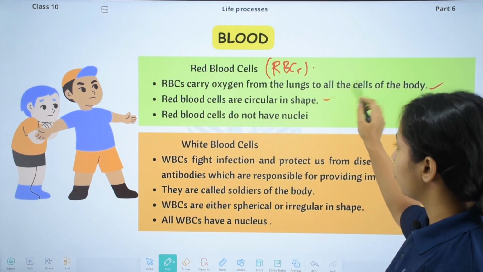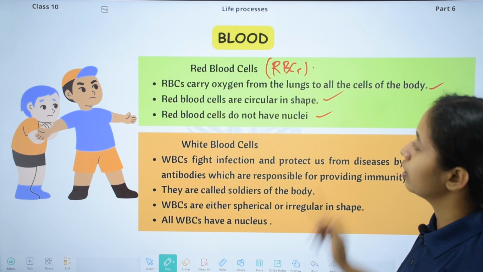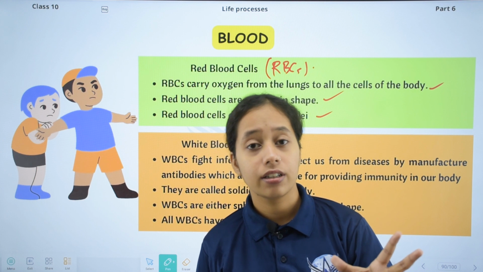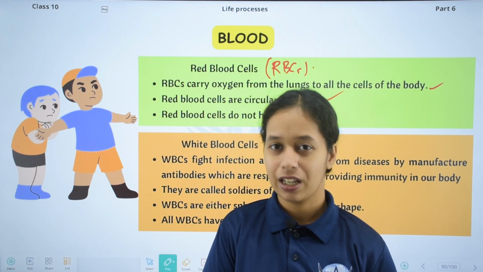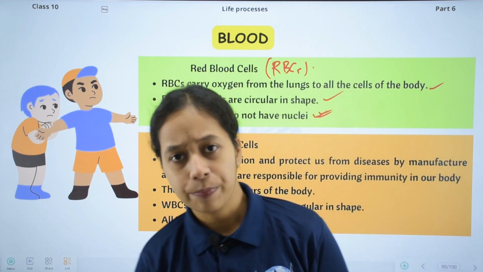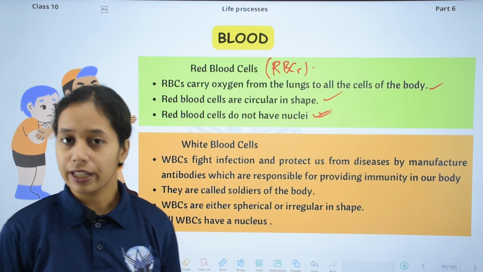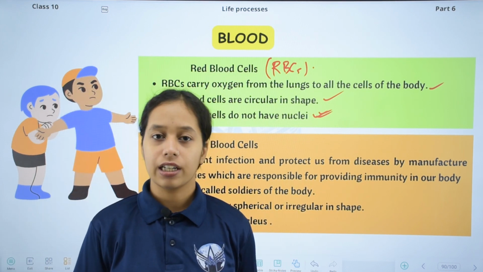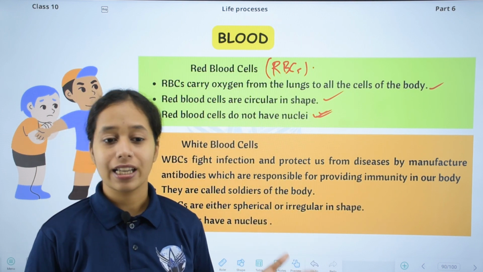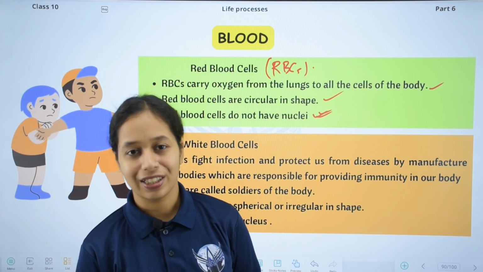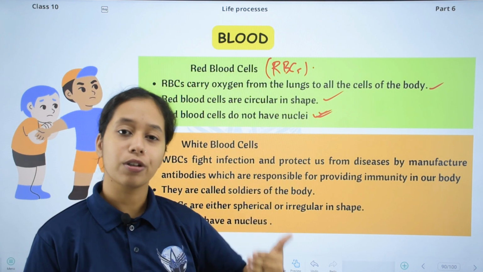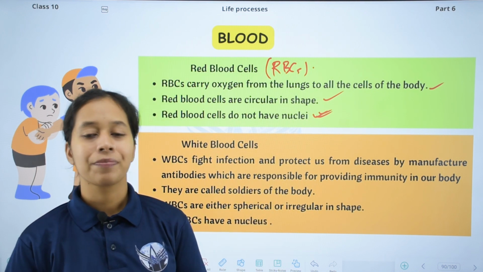Red blood cells are circular in shape. Red blood cells do not have a nucleus. And these red blood cells do not have a nucleus, there is a fun fact. Because RBCs have to carry oxygen, they can carry oxygen more efficiently. Since there is no nucleus, a lot of space is free, so they can carry more oxygen. It's a fun note. You will study much more in the coming years; I am only telling you in short.